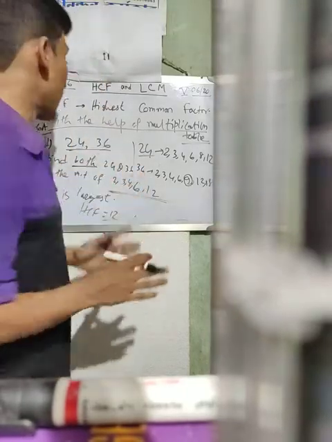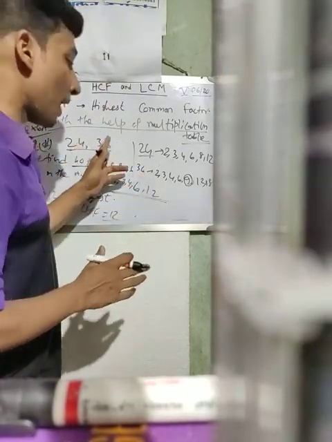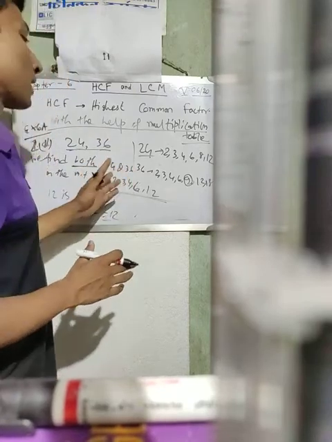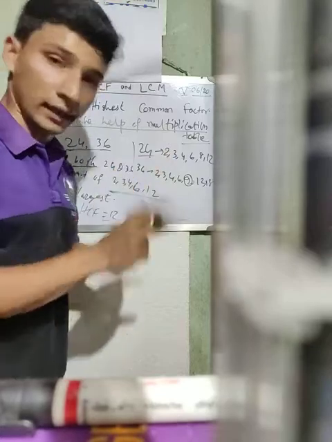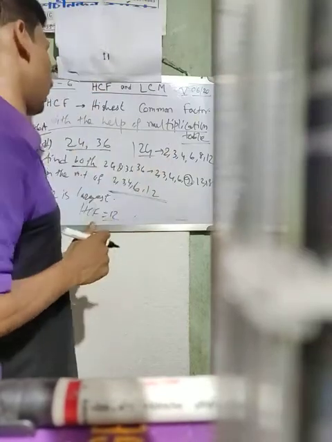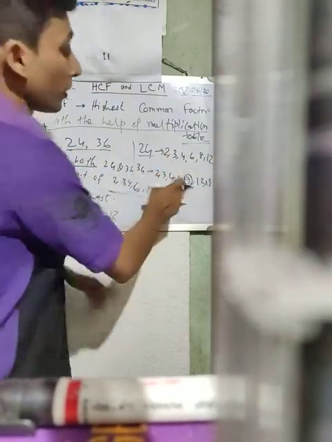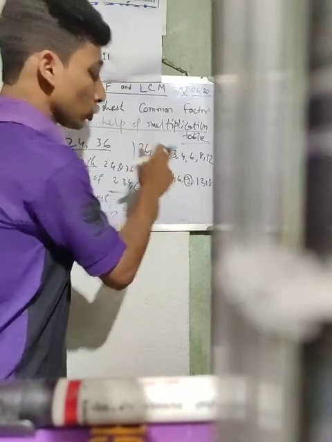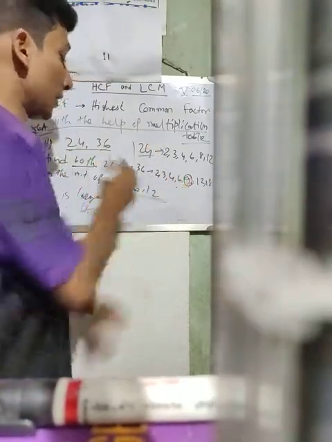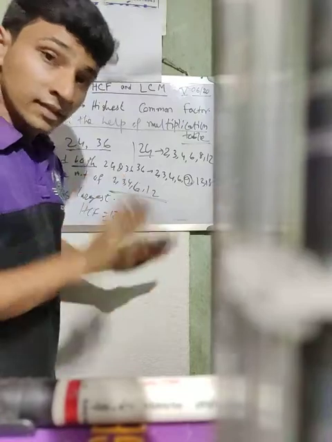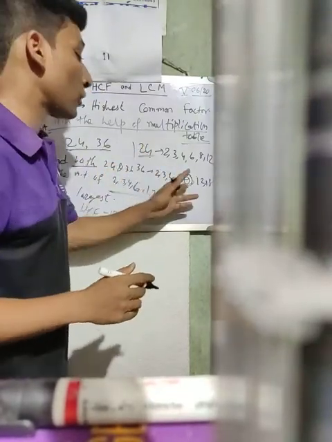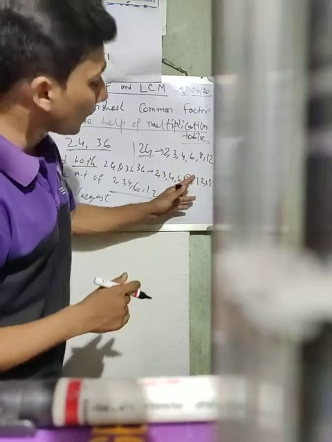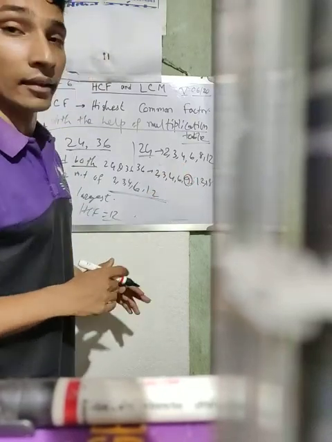So again I repeat, both numbers must belong to the same multiplication table. That must be the common factor. Don't write that 36 belongs to the multiplication table of 9, and write 9 here, because this is totally wrong: 24 does not belong to multiplication table 9.